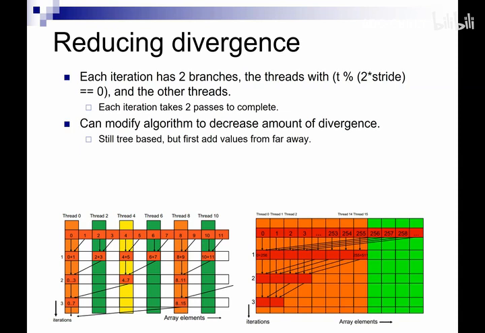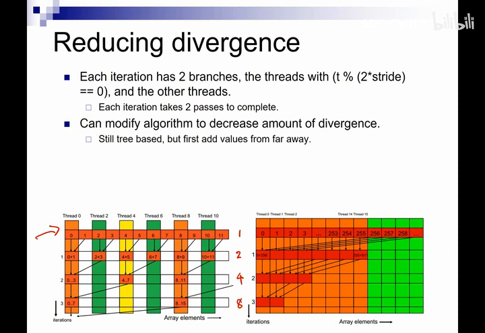Now we want to see how we can mitigate this issue of divergence. We're going to change the algorithm a little bit, and this new algorithm is going to have a lot less divergence. In the original algorithm, you keep picking partners, and the partners are always a distance of stride away. The distance starts at 1, then goes to 2, then 4, then 8. So the strides are increasing.